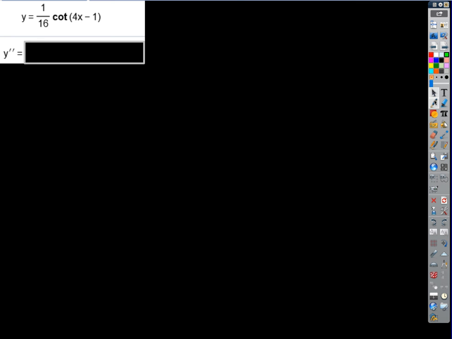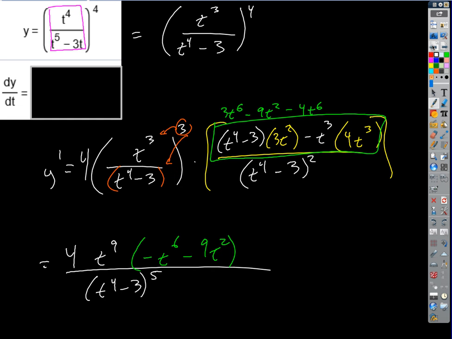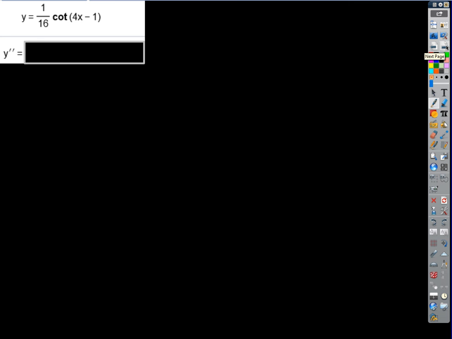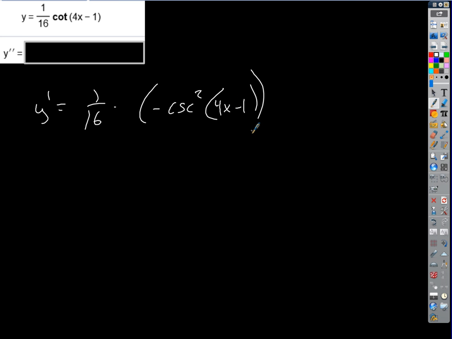Second derivatives. You have to look at these carefully, right? This one's asking for a second derivative. So the first derivative is just a cotangent of u, right? So what are we going to get for our first derivative? Got my 1/16. What's the derivative of cotangent u? Negative cosecant squared u times u prime, which would be 4. Okay.